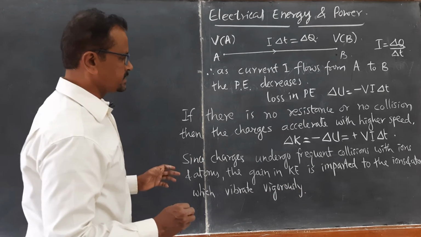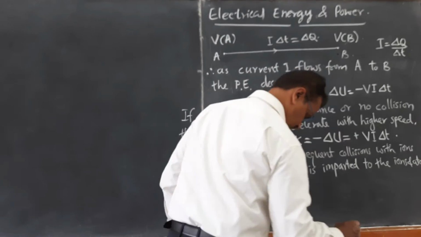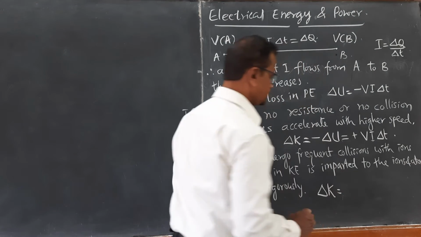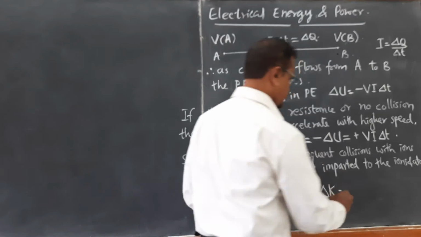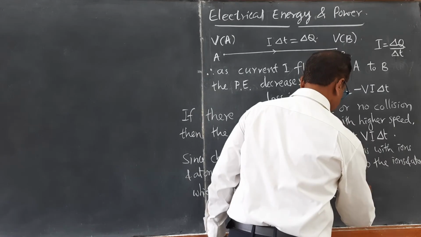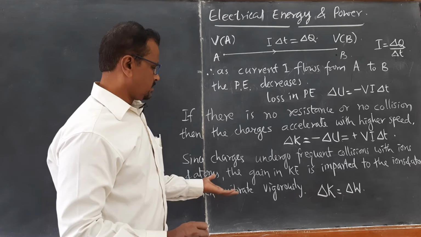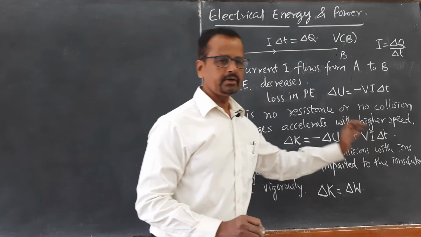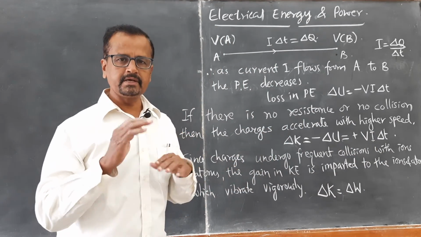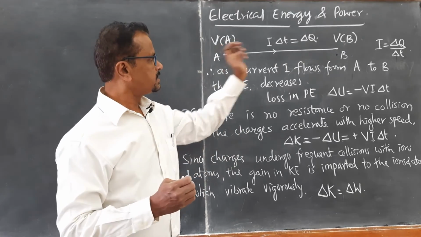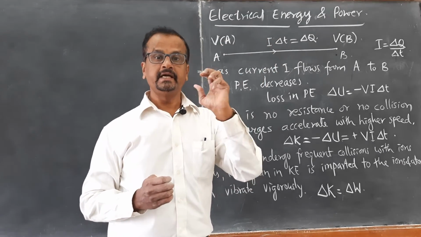So, which vibrate vigorously means whatever difference in kinetic energy is there, that is used to do work in imparting energy to the ions and atoms. Once they vibrate, it appears in the form of heat. As a result, the conductor gets heated up.